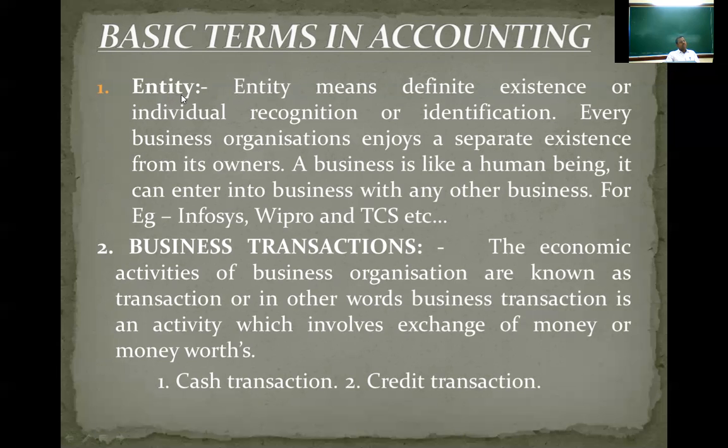Entity is nothing but the individual recognition or identity, or you can say definite existence or separate existence. As far as accounting is concerned, we are not supposed to treat the owner and the business as one and the same. Both are two separate entities. It means the owner is one entity and the business is another entity. At any cost, we are not supposed to treat the business enterprise and the person who owns that business enterprise as one and the same.